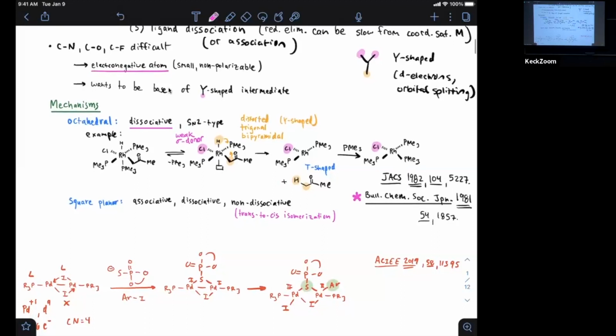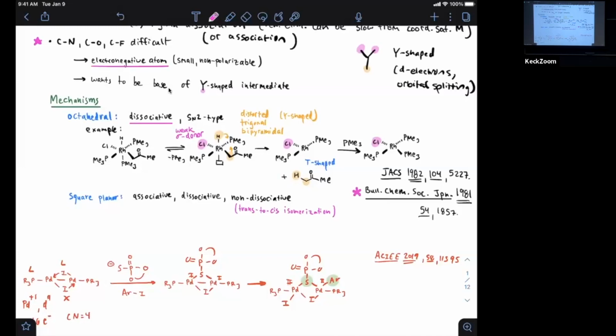A point, just to circle back to what I made earlier, is that C-heteroatom reductive elimination, particularly with nitrogen, oxygen, and fluorine, has historically been difficult.